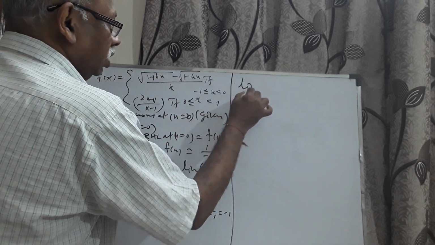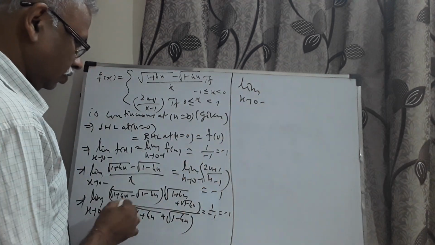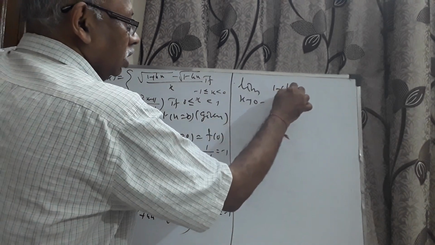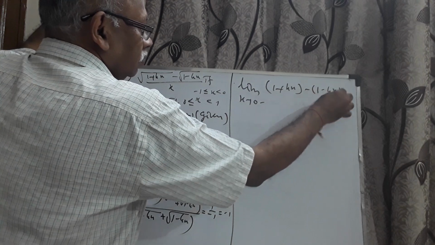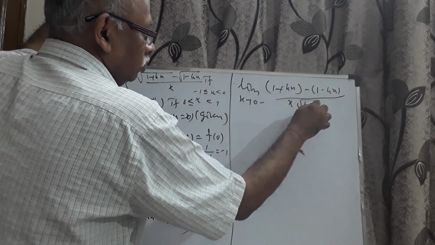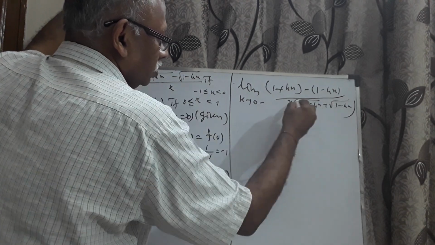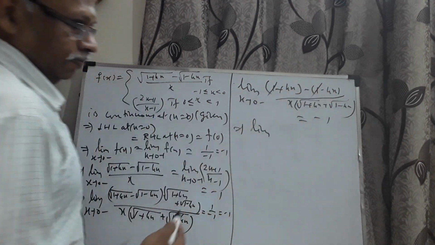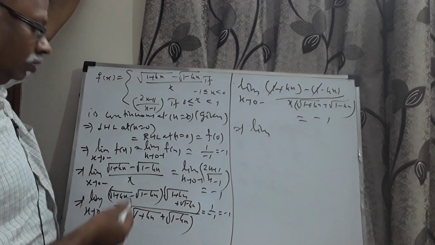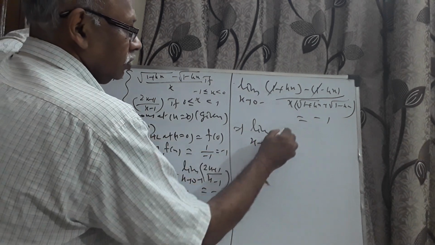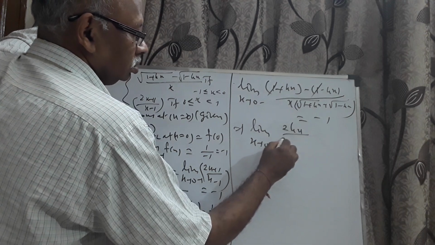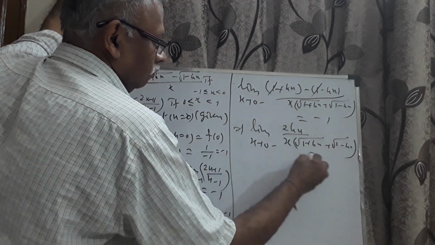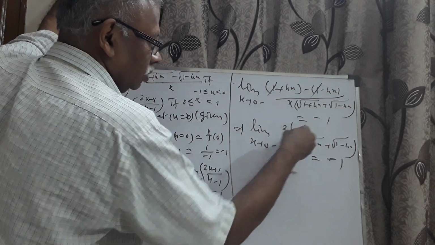Now, in the numerator I will use the formula (a + b)(a − b) = a² − b², which gives (1 + kx) − (1 − kx), over x times (√(1 + kx) + √(1 − kx)), equal to −1. The 1 gets cancelled, and the roots go off everywhere. The limit as x tends to 0 minus of 2kx/(x(√(1 + kx) + √(1 − kx))) is equal to −1. This x gets cancelled.